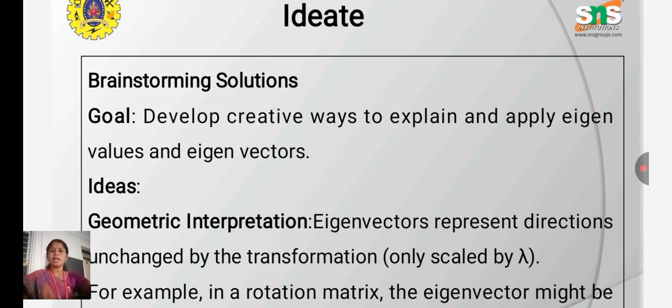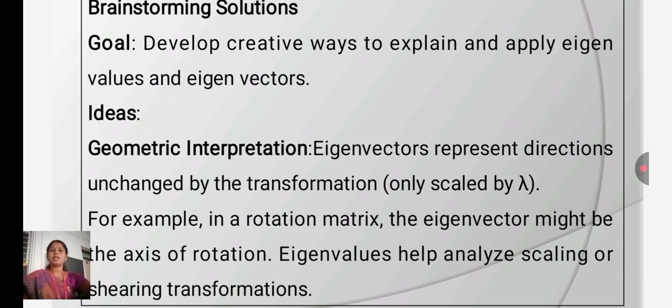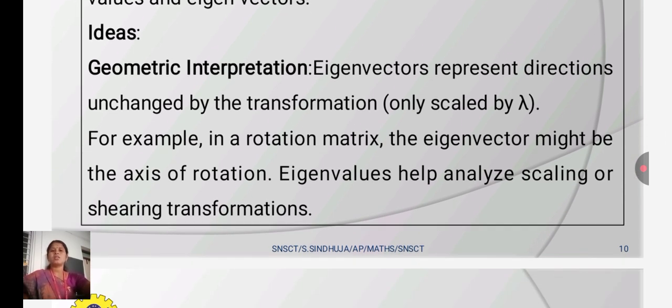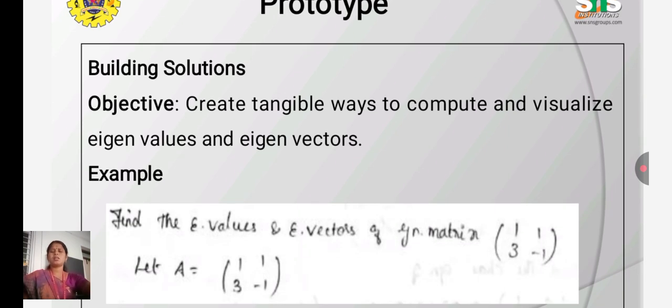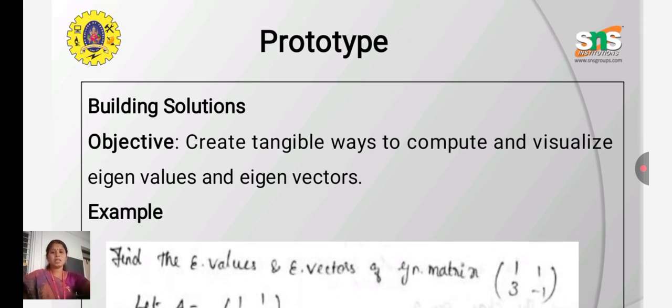So what is ideate in the design thinking approach? That is brainstorming solutions, developing creative ways to explain and apply eigenvalues and eigenvectors. The geometric interpretation is that eigenvectors represent directions unchanged by transformations, that is, only scaled by lambda. For example, in a rotation matrix, the eigenvector might be the axis of rotation. Eigenvalues help analyze scaling or shearing transformations. Then what is meant by prototype? That is building a solution.